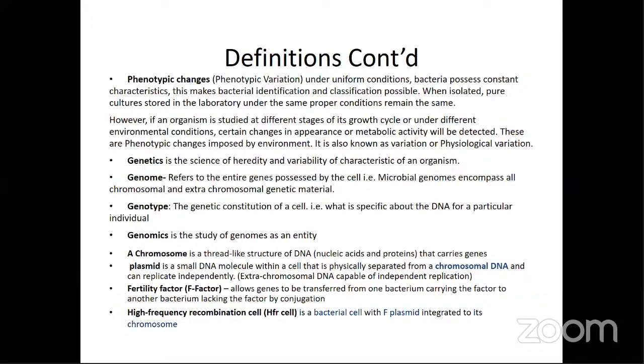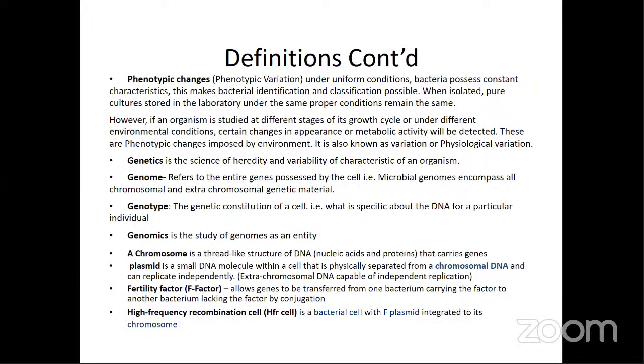Genomics. Genomics is the study of genomes as an entity. What is a chromosome? A chromosome is a thread-like structure of DNA, that is nucleic acid and protein, that carries genes. A plasmid is a small DNA molecule within a cell that is physically separated from chromosomal DNA and can replicate on its own independently. It is also known as extrachromosomal DNA, capable of independent replication.